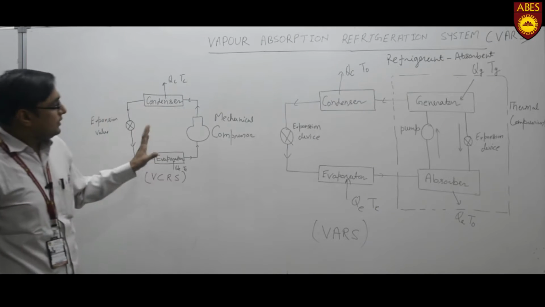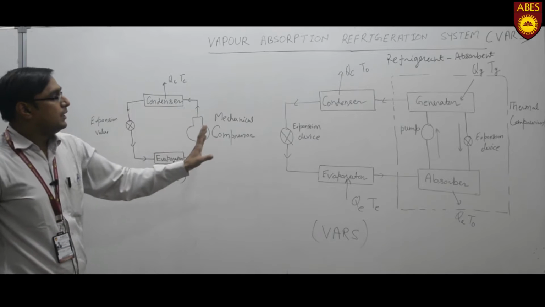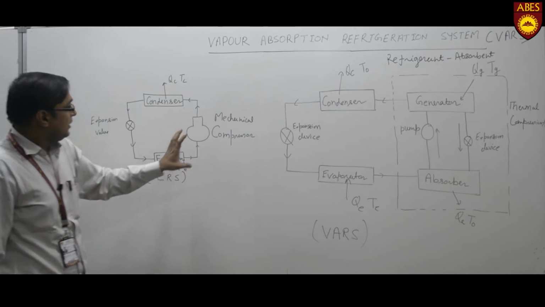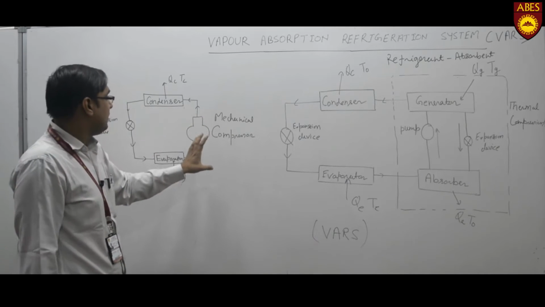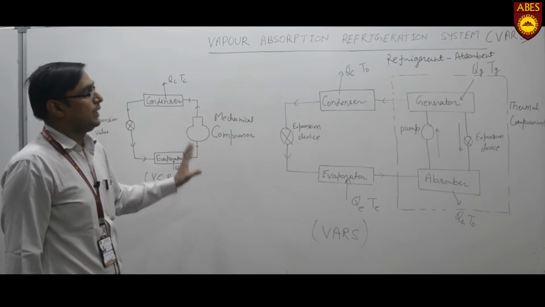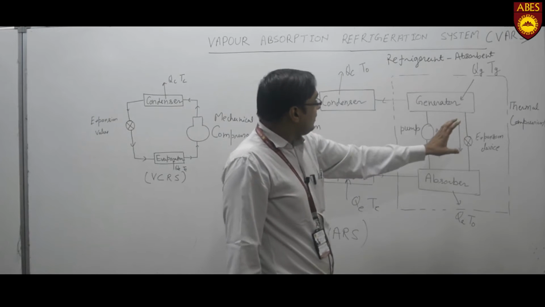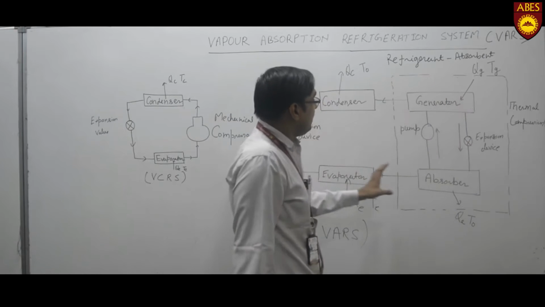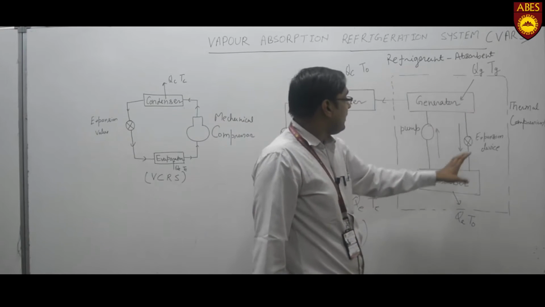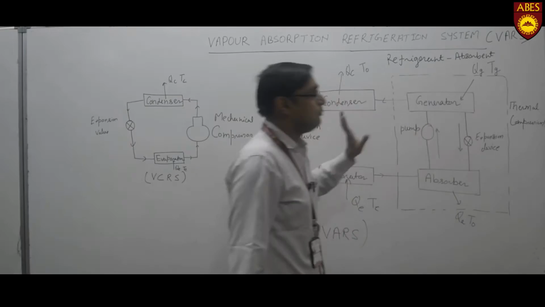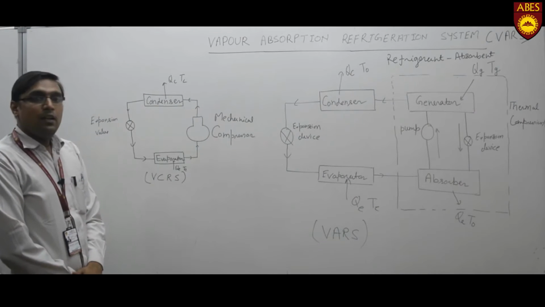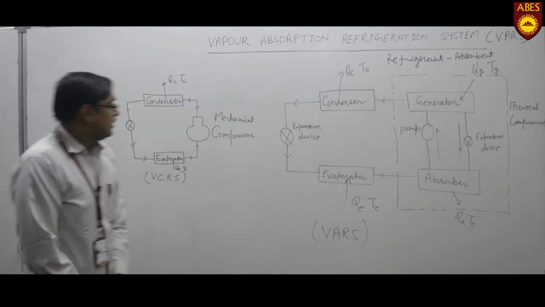If we see both cycles, the basic difference is that in case of VCRS system we find a mechanical compressor, but in case of absorption system, the mechanical compressor is replaced by four components: absorber, expansion device, generator and pump. The cycle works like this.